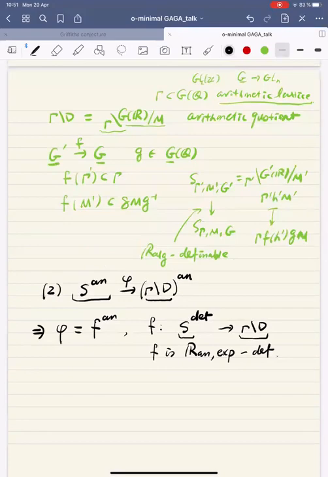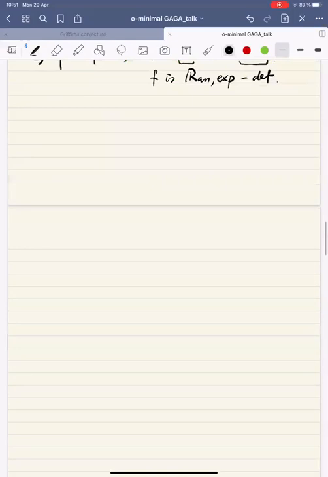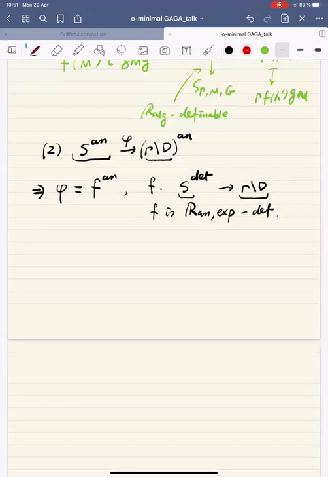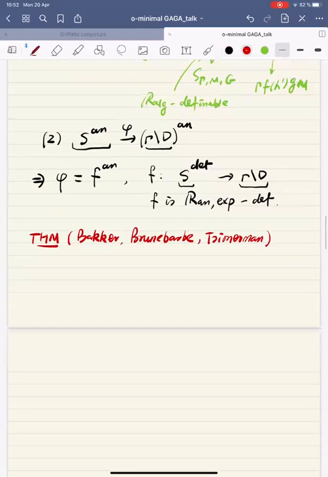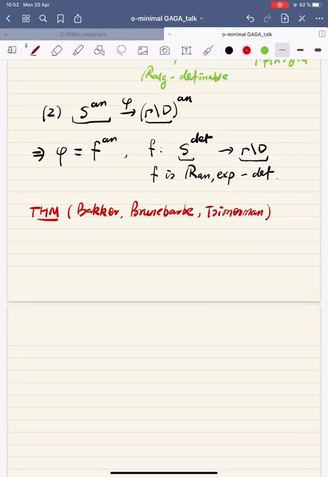And in fact, we can say more, which is a theorem due to Bakker, Brunebarbe, and Tsimerman: this map is not only definable, but also algebraic. This is also a conjecture of Griffiths on the algebraicity of the period map, and also the quasi-projectivity of the period image. So the theorem is that there exists a unique factorization of this map.